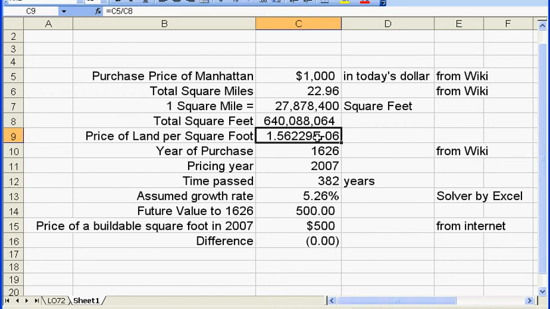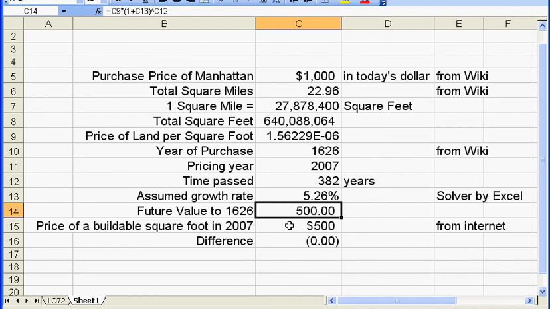Much less than a penny amount of money. In 2007, what's the land price? The land price in 2007, I found from the internet. The price of a buildable square foot in Manhattan Island in 2007 is $500. So it takes about 382 years to grow this teeny tiny number, much less than a penny, to $500.